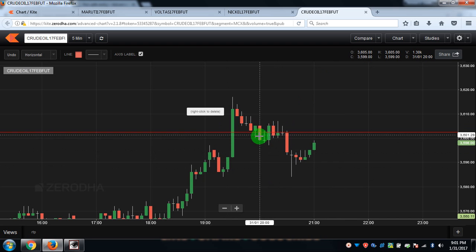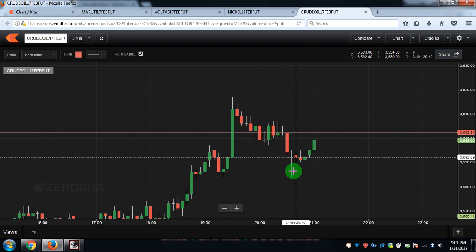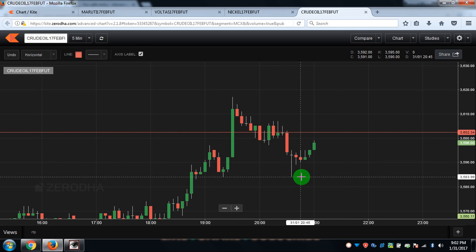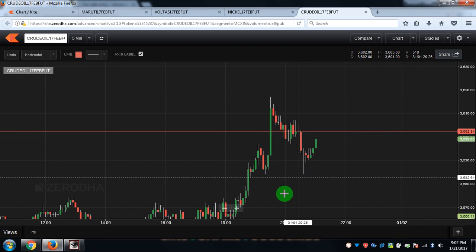So here we had a sell activated. Again you can see from 3602 it came to 83, 84. Almost 18 points we got in the crude oil sell call, and in the buy call also you can see this.